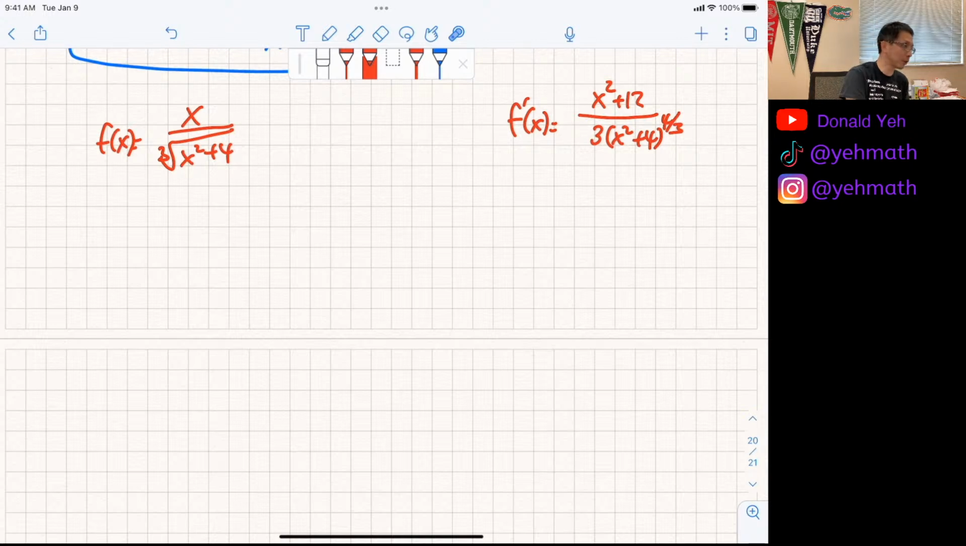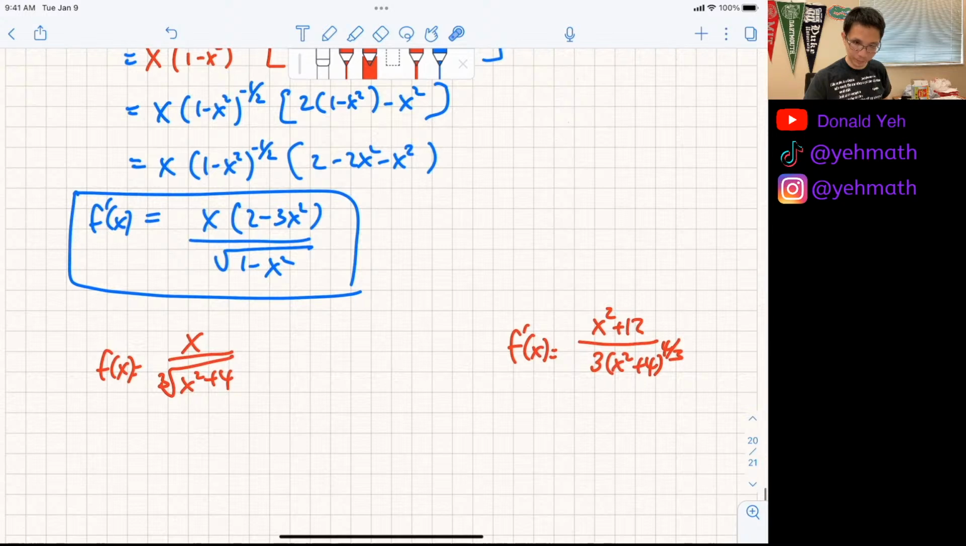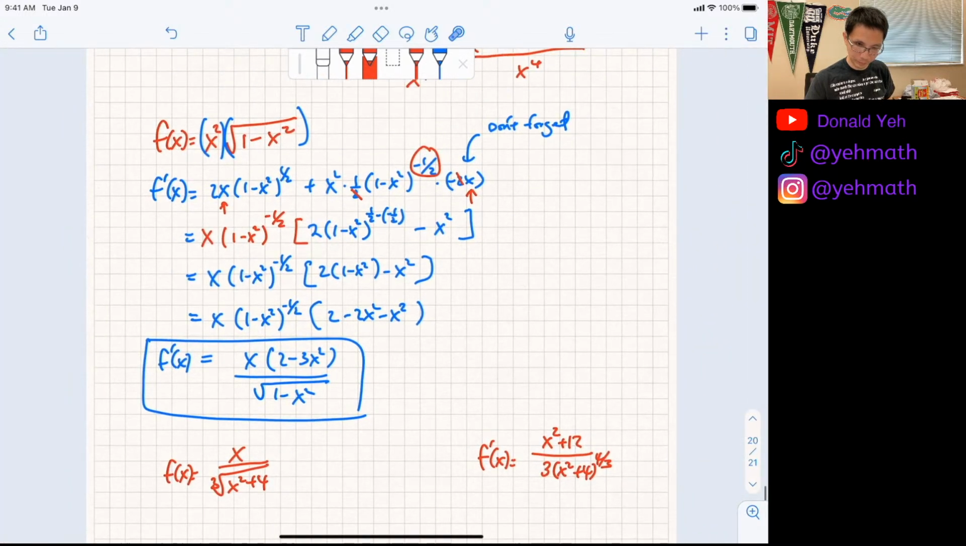Now that's all the chain rule I can teach you. You can go back up and copy down the first problem. You can copy it down.